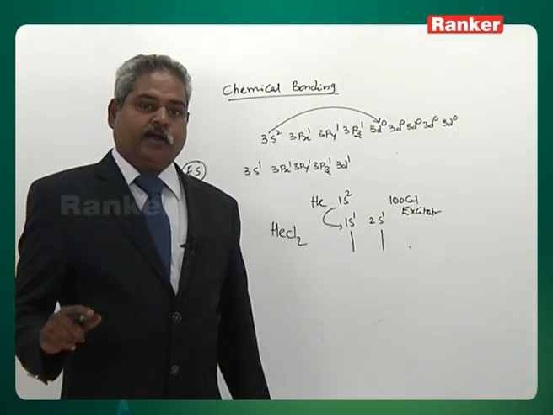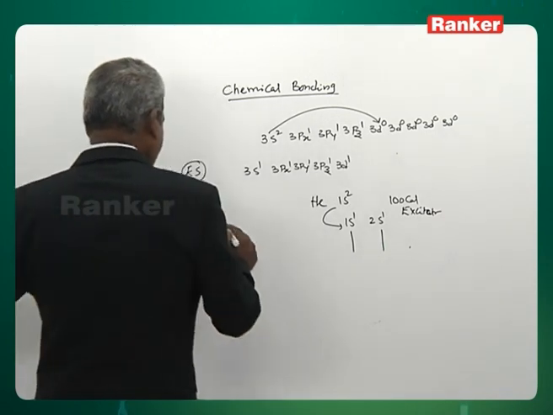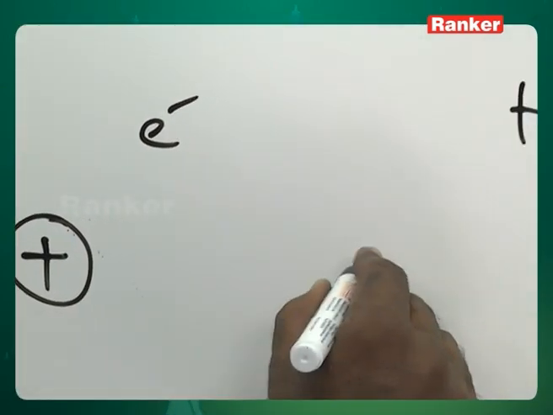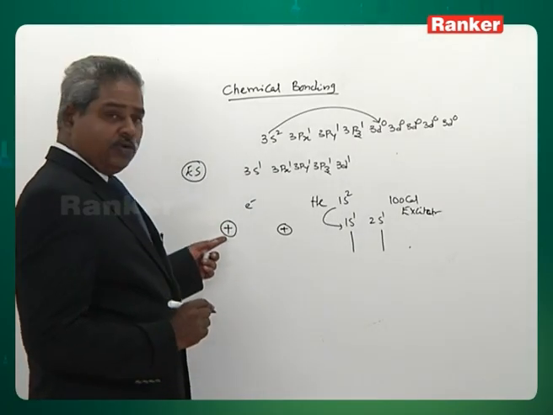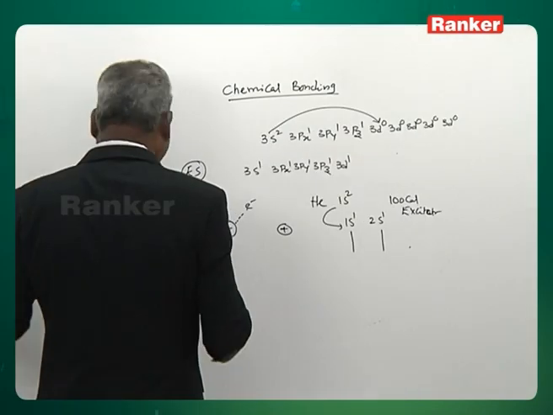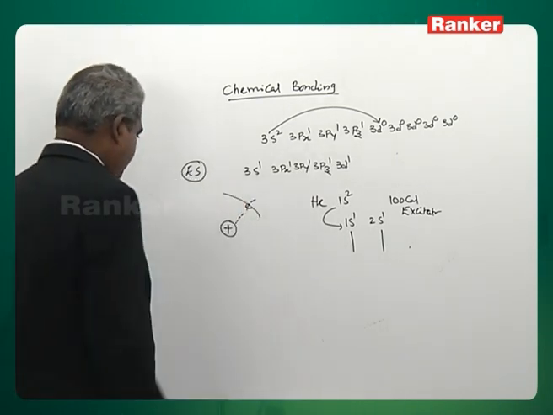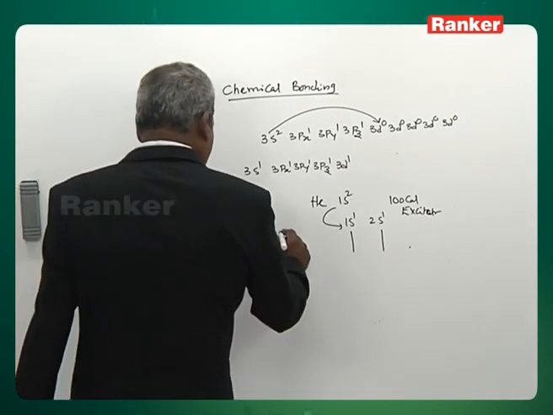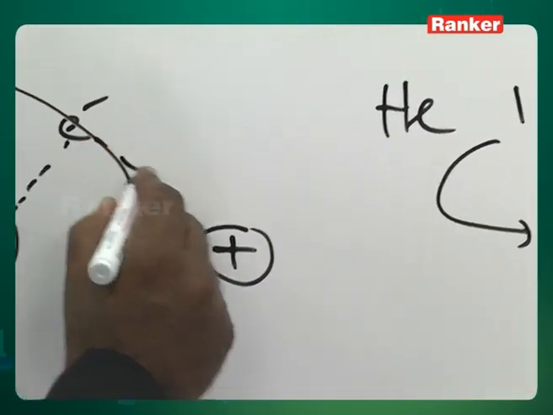Whenever a bond is formed, energy is released. Can you tell me why? When a bond is formed, look here. In an atom, only one nucleus is attracting the electron. This is the orbit of the electron. One nucleus attracting the electron. Suppose another nucleus also happens to come close and attracts it too.